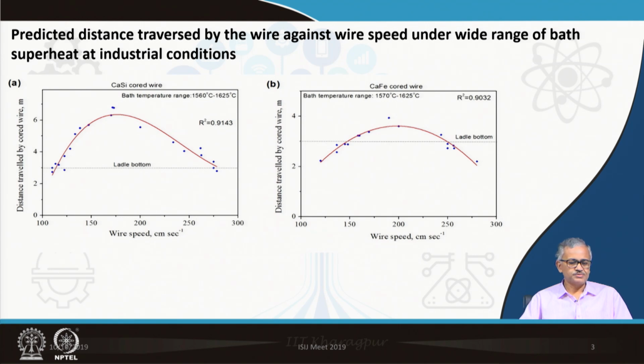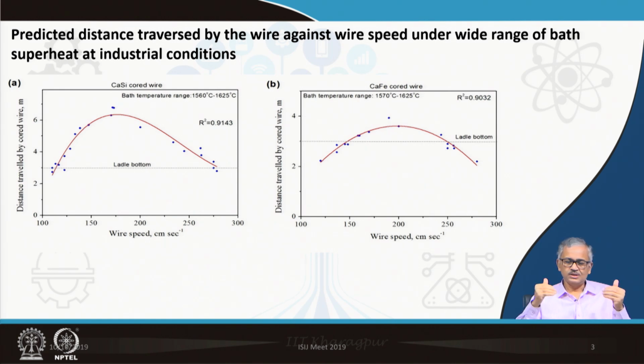So, there should be an optimum speed, okay. This we have discussed already. This is followed in industrial results also, but most interestingly you can find this is the ladle bottom and most of the data points rise above the ladle bottom. What does it mean? That is the distance traversed by the wire in most of the industrial heats exceeds the ladle bottom, and in other words it means that the wire does not melt even after reaching the bottom of the ladle. So, what happens?